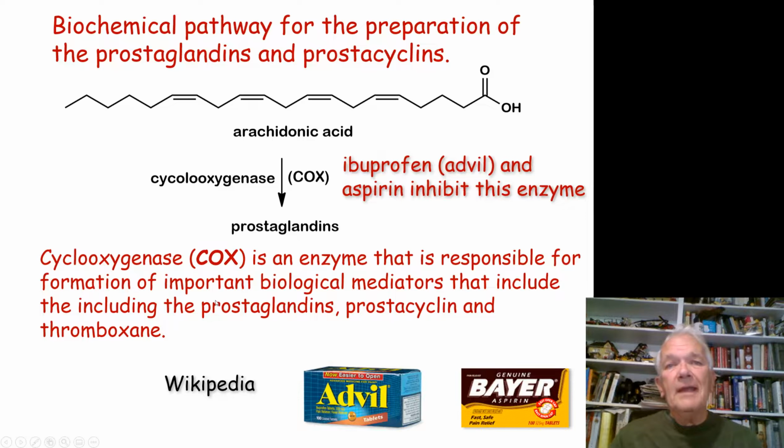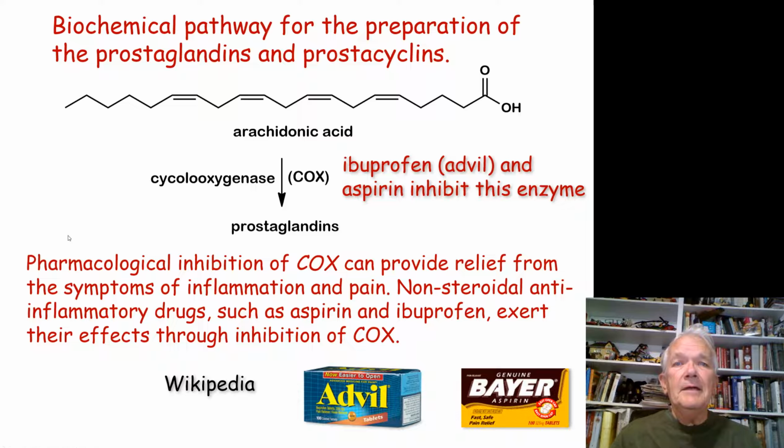Well, this is not how we work it, but ibuprofen and aspirin inhibit that particular enzyme, and of course this is important for reducing inflammation, and it's involved in other compounds as well, but the prostaglandins are the chief target. Okay, and so you can get relief from inflammation and pain by reducing the production of these prostaglandins.